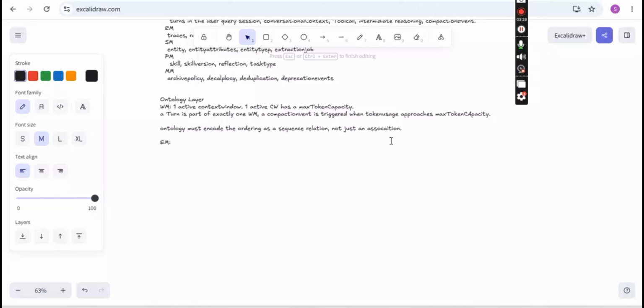Here it's append only, and that is the central ontological commitment. No trace is ever modified after it is written. This means the ontology must encode the distinction between a write operation that creates a new trace and an update operation that does not exist itself. So what are the relationships here? A trace records exactly one turn. A trace has a timestamp.